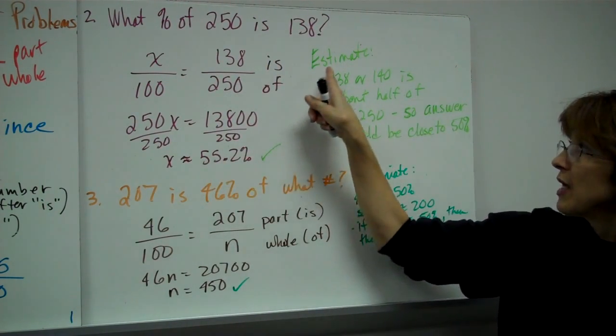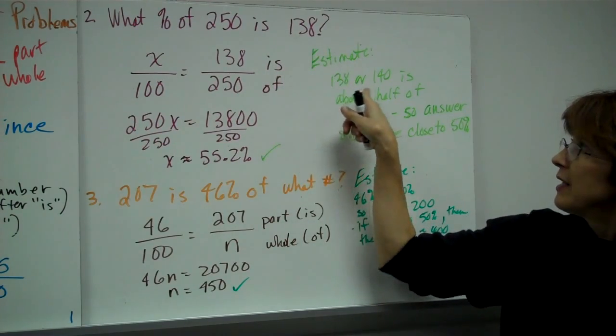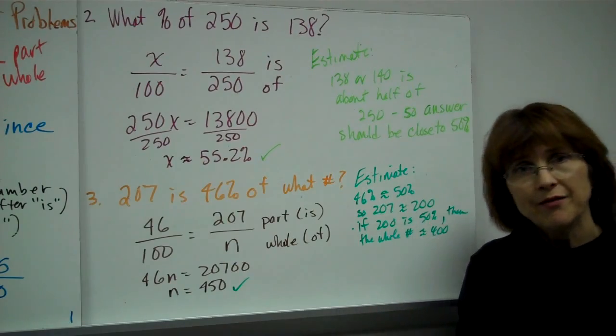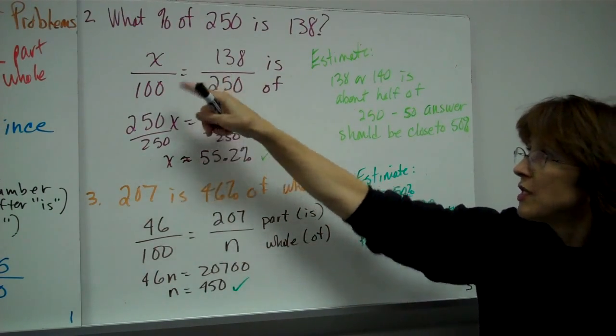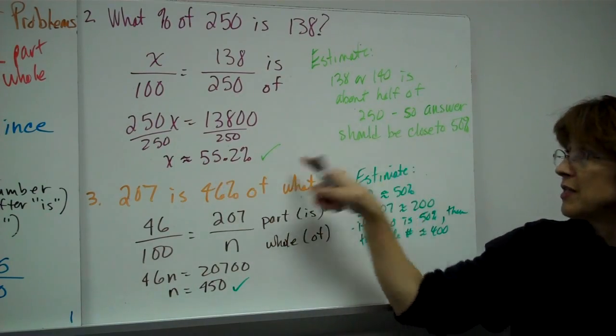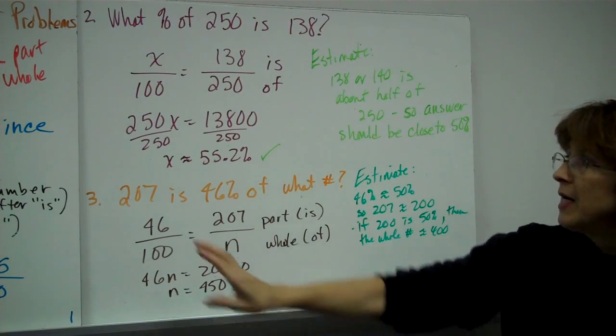We can estimate first though, guys. We can say, well, 138 is about 140, which is about a half of 250. So I'm thinking it should be about 50%. So you do the cross products, and you get about 55.2%, which is pretty close. That's a check. All right, another one.